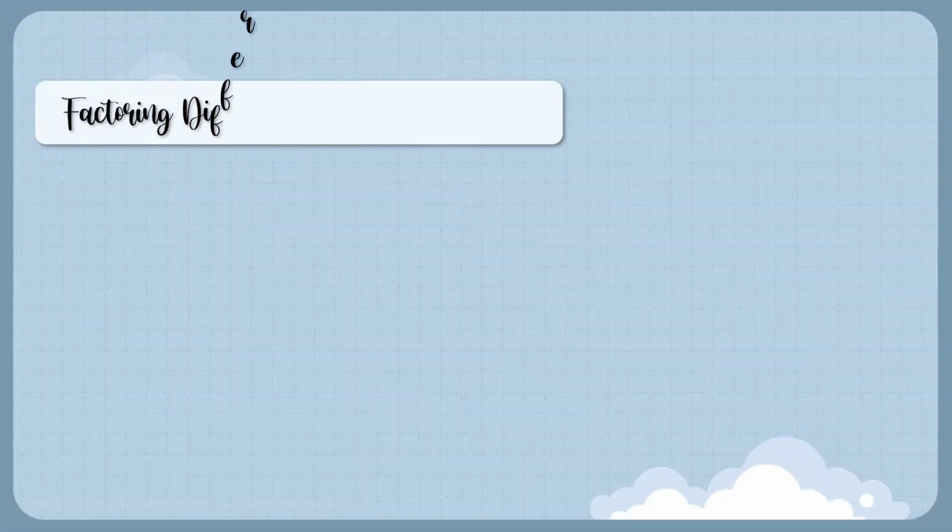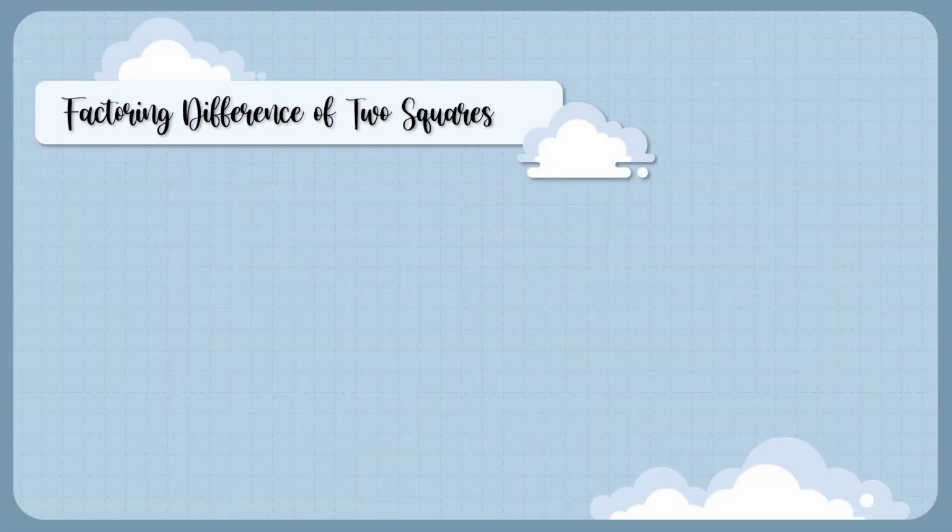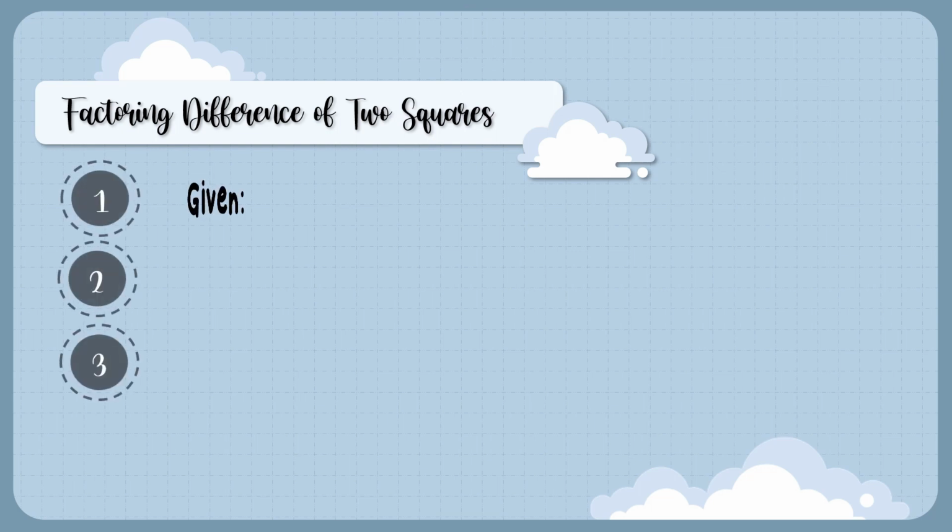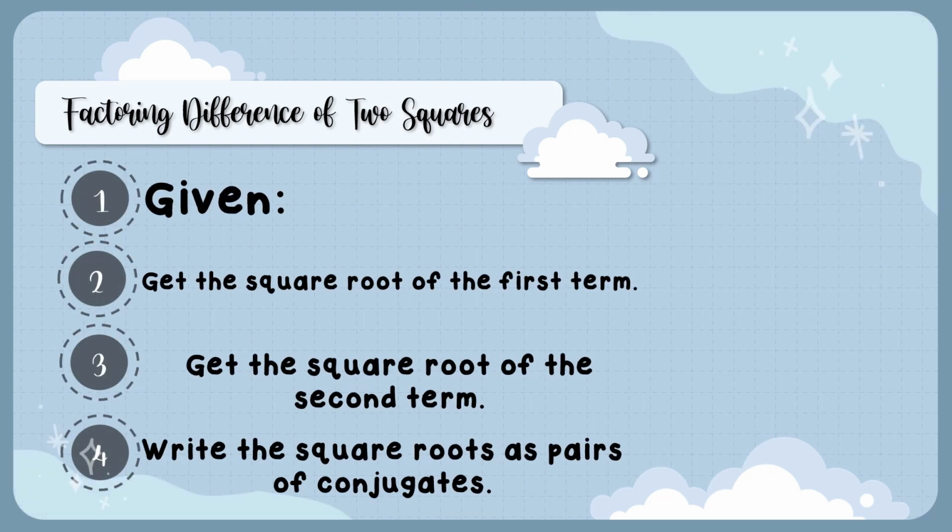Now let's have the first example of factoring the difference of 2 squares. Okay, now we have here the given x squared minus 25. First step is to get the square root of the first term. Our first term is x squared. The square root of x squared is equal to x.